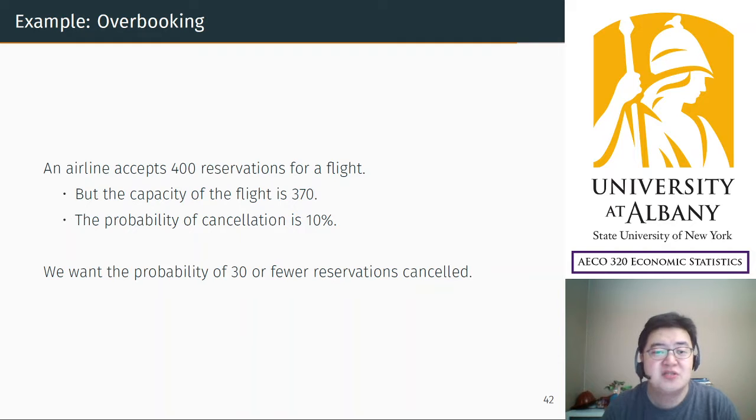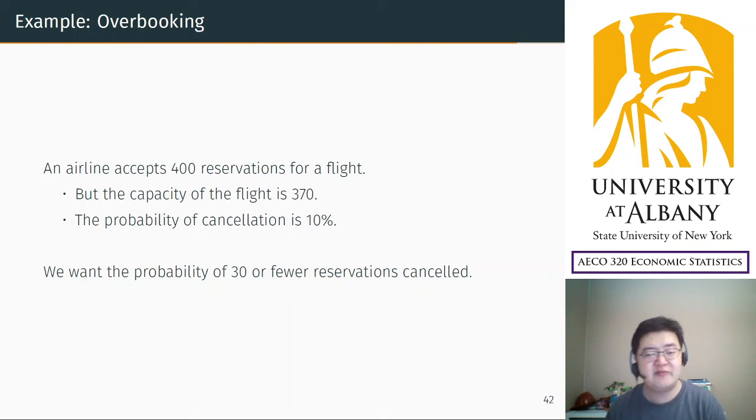So consider an airline accepts overbooking. It accepted 400 reservations for a flight, but the flight can accept only up to 370 passengers. There are only 370 seats in the flight, but the airline already sold more tickets. And it's because there is a probability of cancellation, which is 10%.